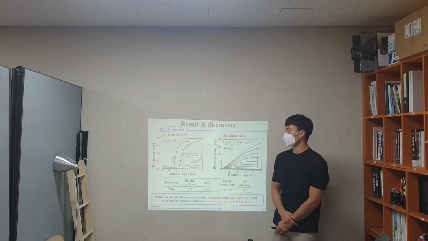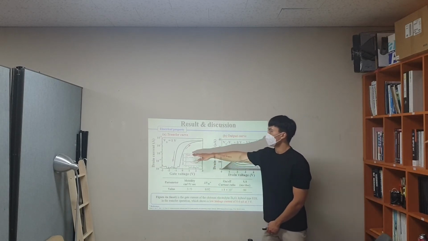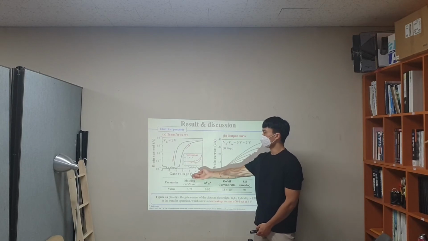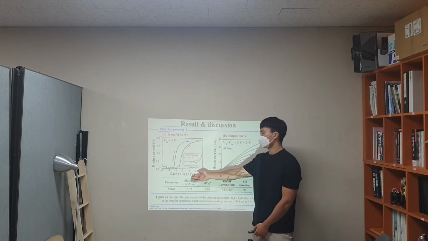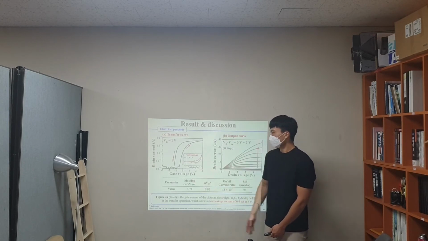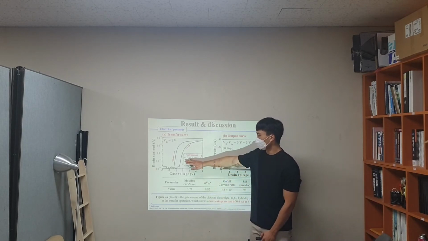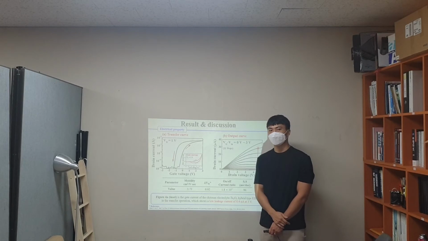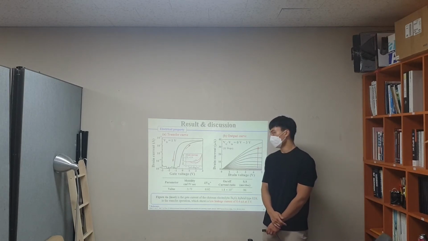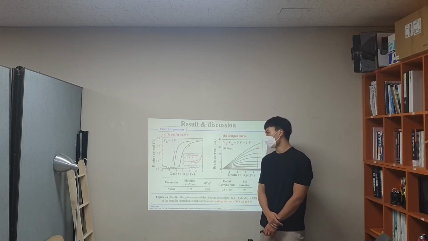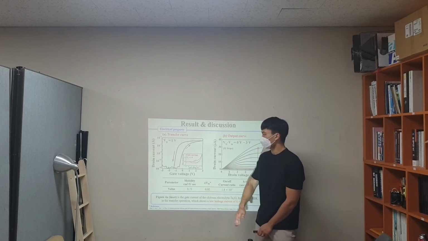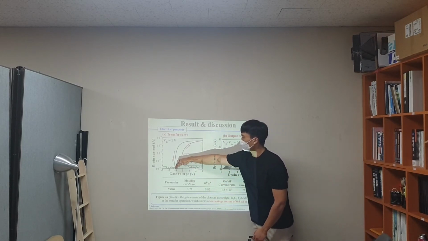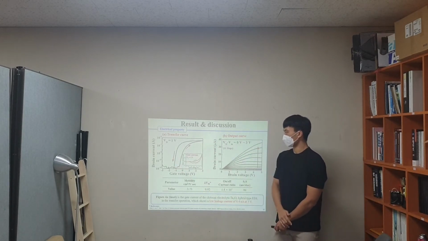Here is our result, and first is the electrical property. Figure A shows the transfer characteristic of the hybrid EDLT. As we can see, here is the hysteresis window. The drain current is measured by pulse switch mode, and the threshold voltage was obtained by extrapolating the linear curve of the transfer characteristic.